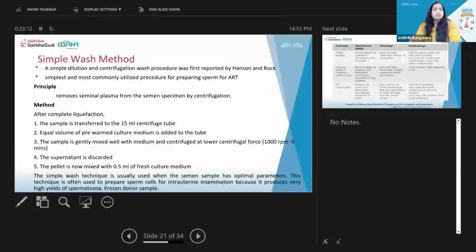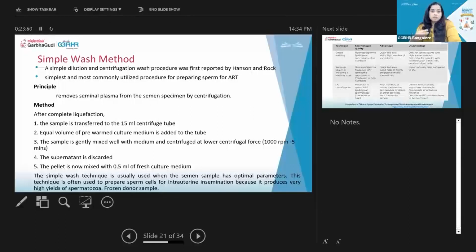The third method is a simple wash method, a simple dilution, where you just mix the sample with the medium, which is already pre-warmed. Then you go for centrifugation at 1000 RPM for 5 minutes. The supernatant is discarded. You can repeat the same washing step again, and resuspend the pellet in 0.5 ml of fresh culture medium. So it can be a single wash or a double wash.